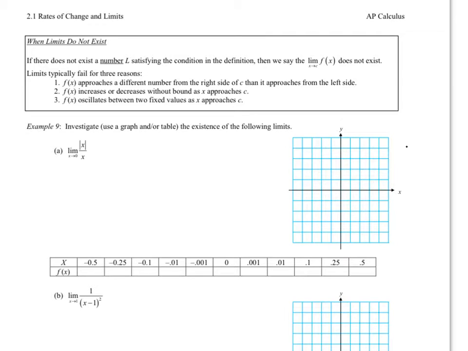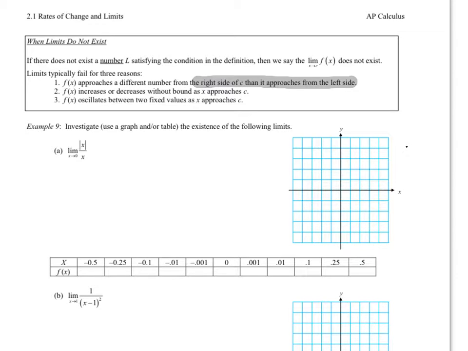Okay. So when do limits not exist? That's the next question. So when limits do not exist, if there does not exist a number L satisfying the condition in the definition, then we say the limit as x approaches c of f of x does not exist. So limits typically fail for 3 different reasons. 1, the function approaches a different number from the left and the right side. That's what we just talked about.